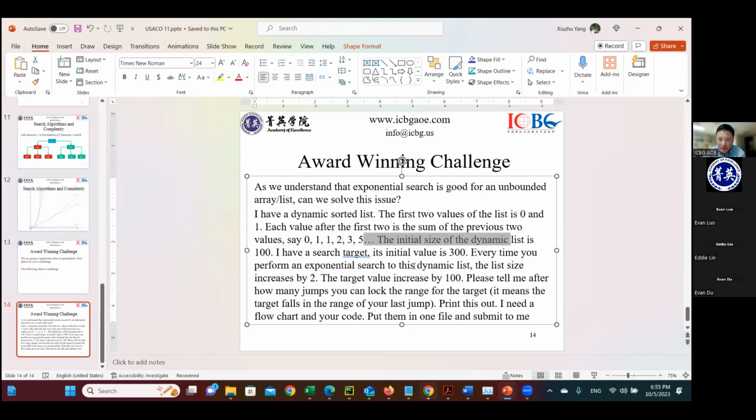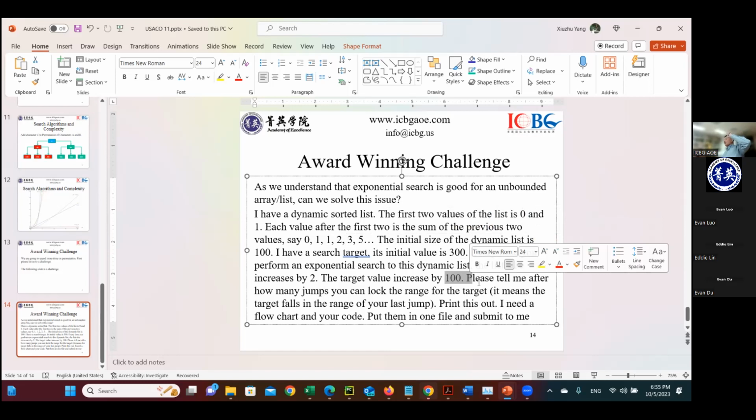So I ask you, every time you perform a search, this dynamic list will increase by 2. The target value increases by 100. So the first time you search, you are searching for 300. Of course, 0 is not 300. You do not get it. So now you come to do this search, searching these 2. Now your target becomes 400. And then you search these 4, your target becomes 500, because every time you increase by 100.